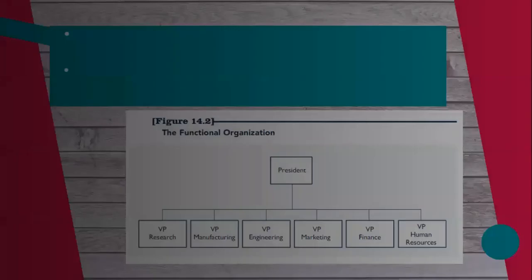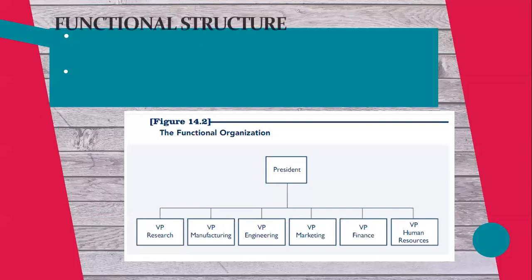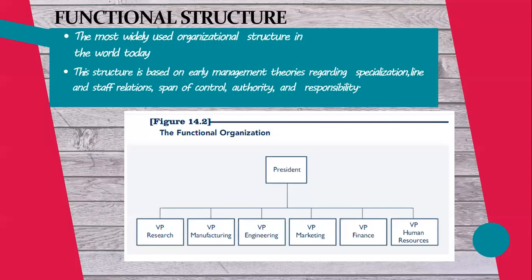So for the functional structure, it is the most widely used organizational structure in the world today. This is where the organization is divided into smaller groups based on its special functions, such as IT, finance, sales, and marketing, etc. This departmentalization allows greater operational efficiency because the employees' skills and knowledge can be shared within the group.